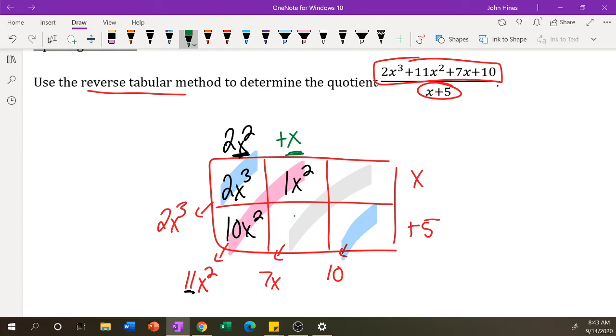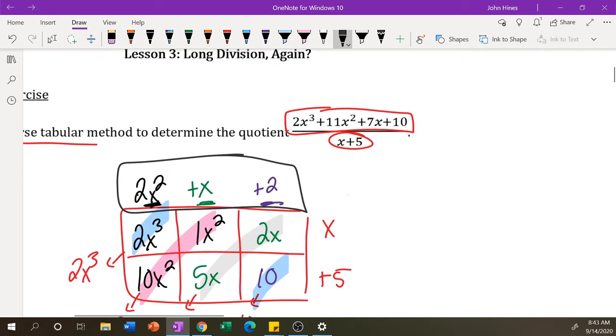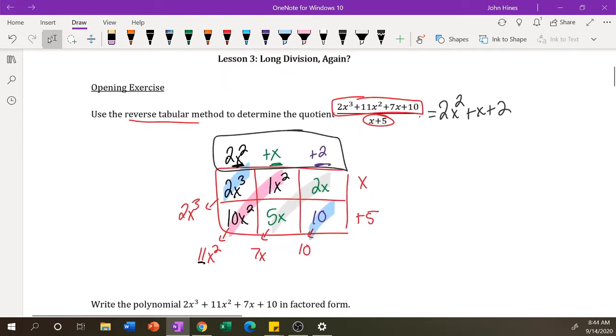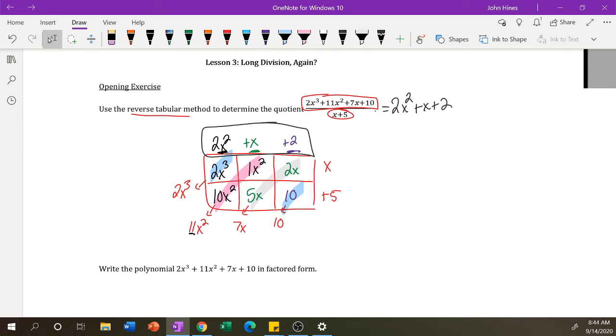X times 5 is 5x, but I need 7 of them, so 2 plus 5 gives me 7, and we start again. We ask ourselves, what times x is 2x? Well, 2 times x is 2x, and 2 times 5 is 10, so it checks out as I expected it to. So my quotient is actually what's on top of the box here. The answer to this division problem is 2x squared plus x plus 2, and that's hopefully what you got when you did it on your own there.